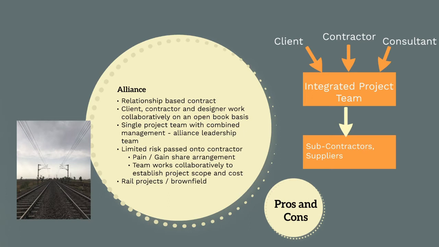Typically, alliance projects are used in rail environments, which are heavy brownfield environments with significant risks that can't be understood at tender stage. A brownfield project is where the existing infrastructure is being upgraded, and therefore the works involve impacting existing infrastructure that might not be known or fully understood. This is opposite to a greenfield project, which involves creating new infrastructure.